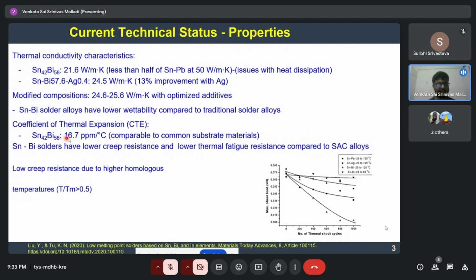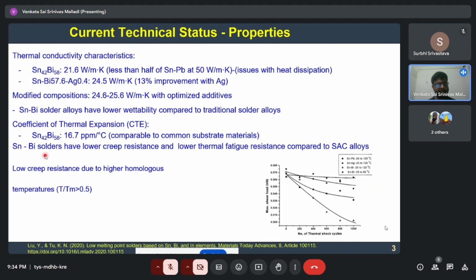Coming to thermal expansion, tin bismuth based alloys have a coefficient of thermal expansion of 16.7 ppm per degree centigrade, which is comparable to the CTE of common substrate materials like copper and FR4, whose coefficient of thermal expansion is about 14 to 18 ppm per degree centigrade. Because we have a good match of coefficient of thermal expansion, we can reduce warpage of the substrate.